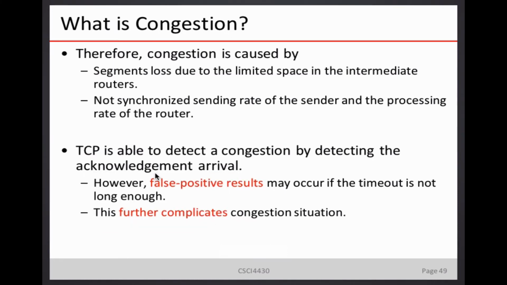And of course, TCP cannot sense this. Why do I say TCP cannot sense this? TCP is a protocol controlling the end hosts. Only the end host, the client or the server, will know about the congestion by looking at timeout. And in a router, there is no feedback control, so we have some problem. And of course, we have some false positive results. So what is the false positive result? Well, the timer on the TCP sender side is not long enough.